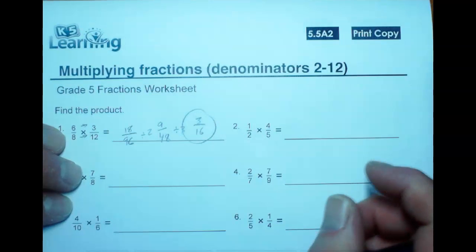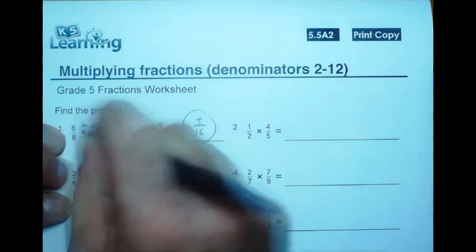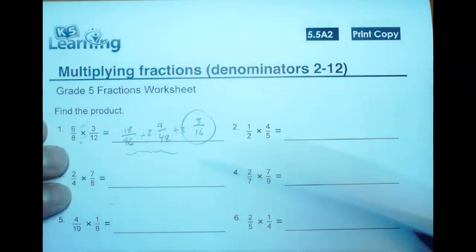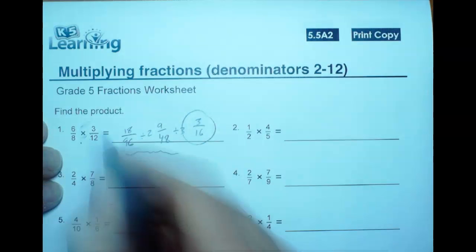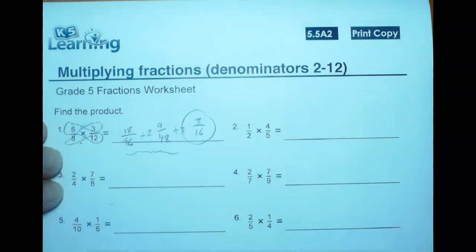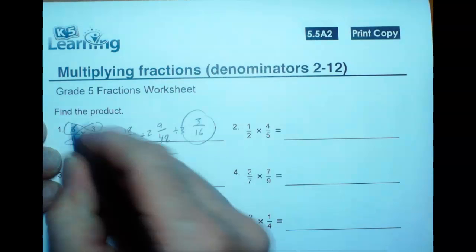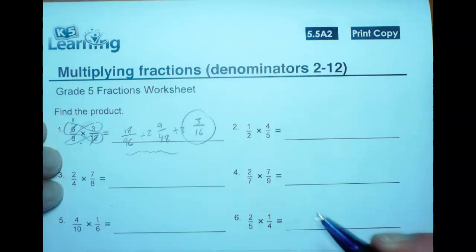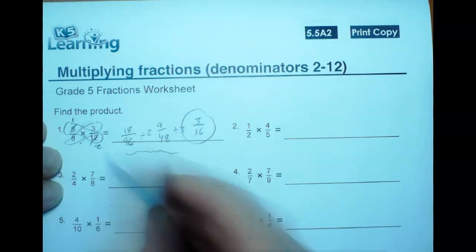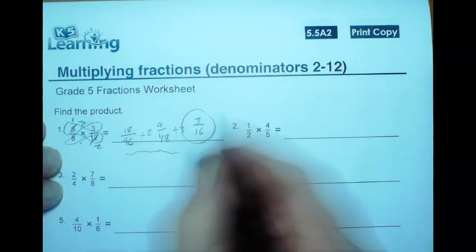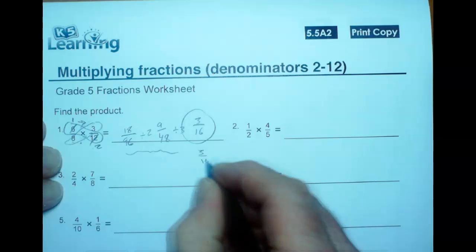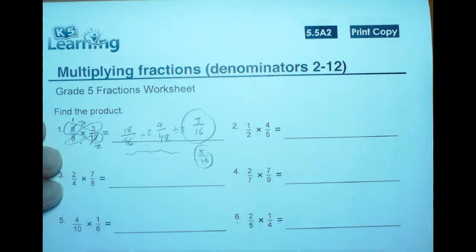you can cross-reduce. I like cross-reducing because this whole process here, I'm not a fan. So I look to cross-reduce. I can't do anything with the 8 and 3, but the 6 and the 12, I can divide both of those by 6. 6 divided by 6 is 1. 12 divided by 6 is 2. And now I multiply. 1 times 3 is 3. 8 times 2 is 16, and I've got my fraction in simplest terms, the same fraction.